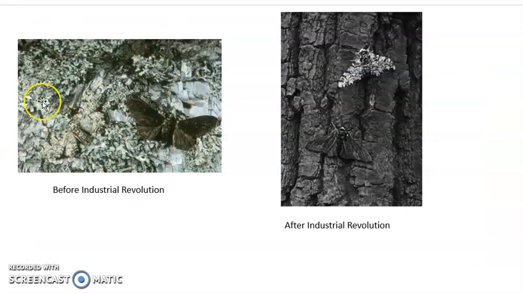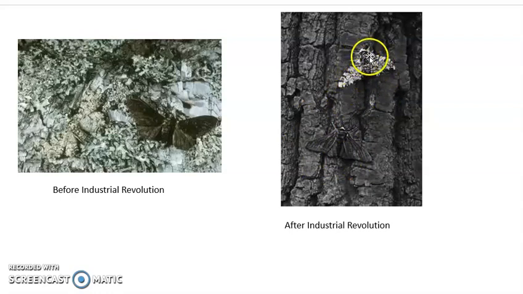So this is a picture showing two forms of moth. This is the white peppered moth and this one is dark colored. Before the industrial revolution, the number of white moths was higher. Why? Because they can camouflage with the background. But the number of black colored moths was less because they were easily detected by the predatory birds. But after the industrial revolution, when the tree trunks were covered by black soot, now the black moth was able to camouflage while the white peppered moth was easily detected by the birds.